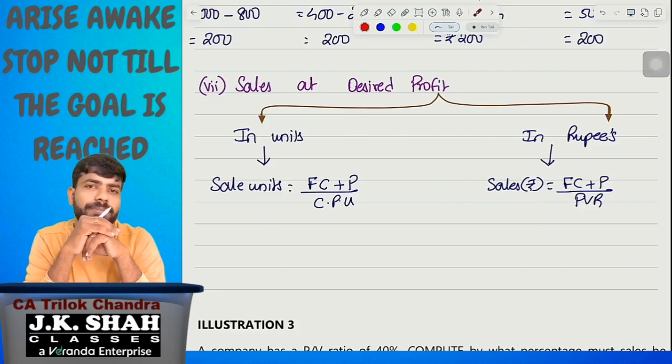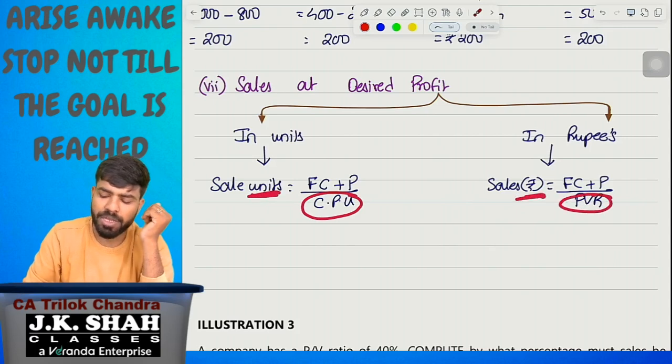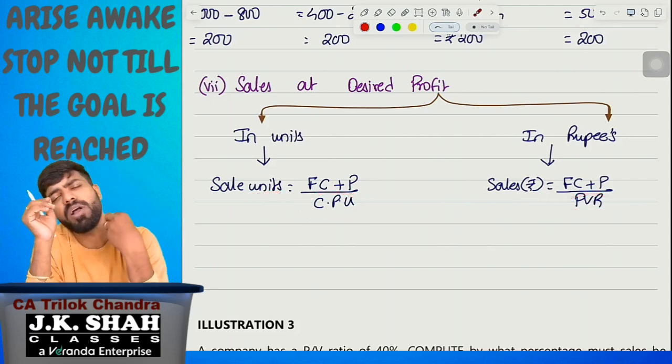Very important formula. Sales in units. If they ask you the requirement sales in units, it is fixed cost plus profit divided by contribution per unit. This is a universal law. Divided by contribution per unit to get the units. Divided by PV ratio to get the rupees.